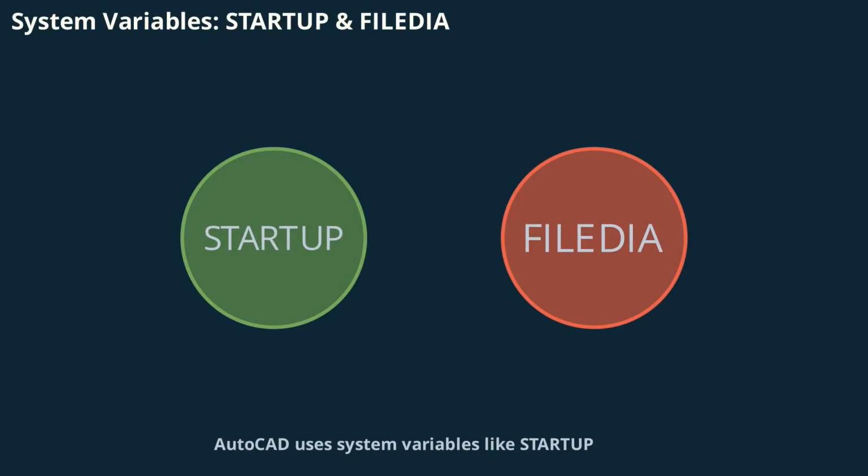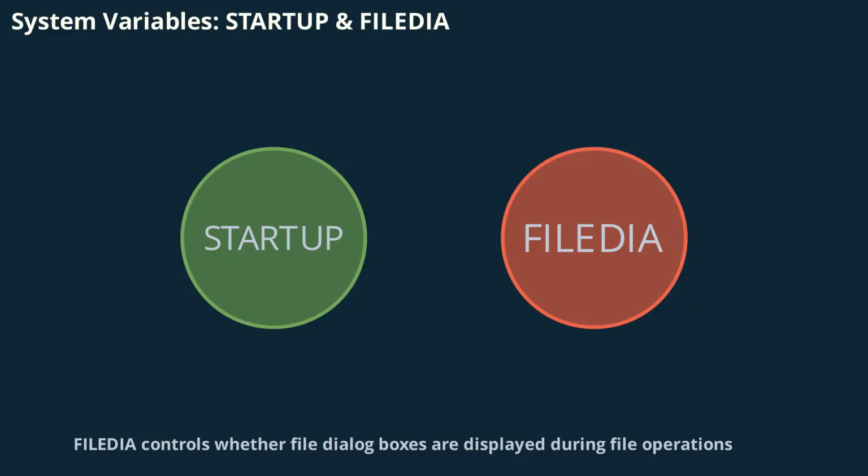AutoCAD uses system variables like startup and filedia to control user experience. Startup determines whether the startup dialog box appears when beginning a new drawing session. Filedia controls whether file dialog boxes are displayed during file operations. Setting filedia to 1 enables standard dialogs for commands like open and save, while 0 suppresses dialogs, requiring file names to be entered directly. These variables help customize workflow and streamline operations.